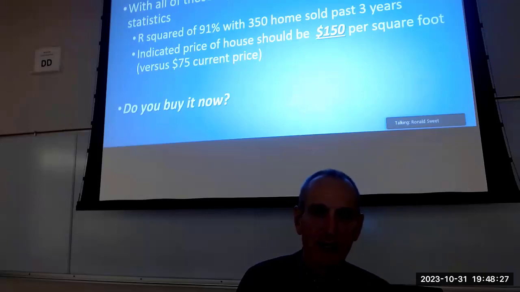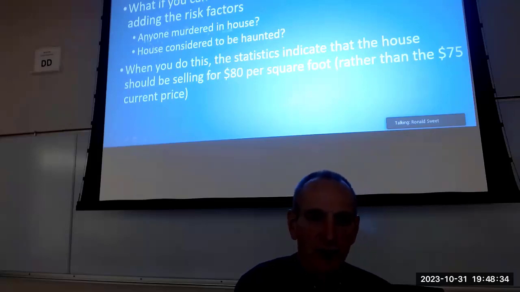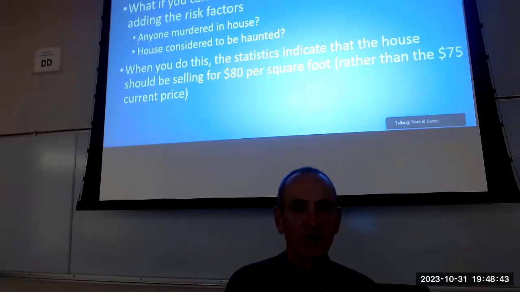I'm missing something. Let's say here we're missing 2 things. We can get our R squared much higher if we added these 2 things. Was anyone murdered in the house? And is the house considered haunted? Are there houses considered haunted? And with that influence here.